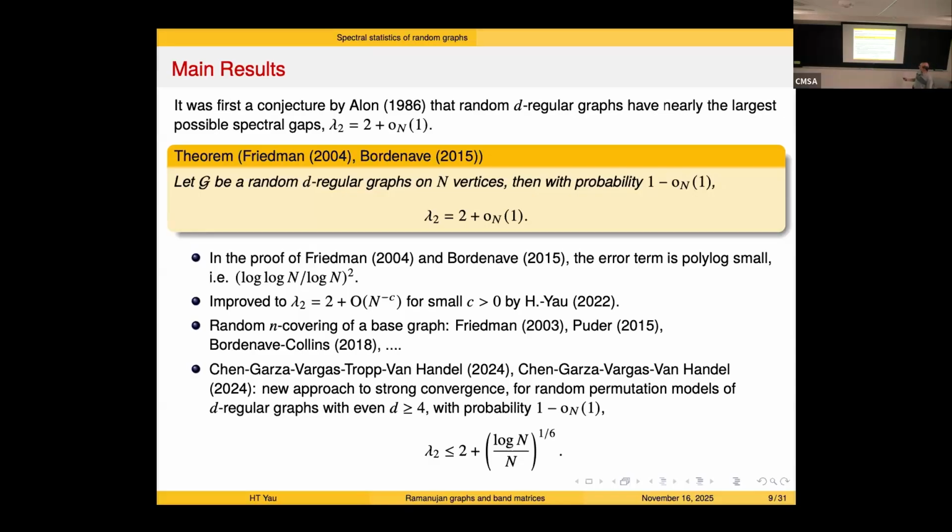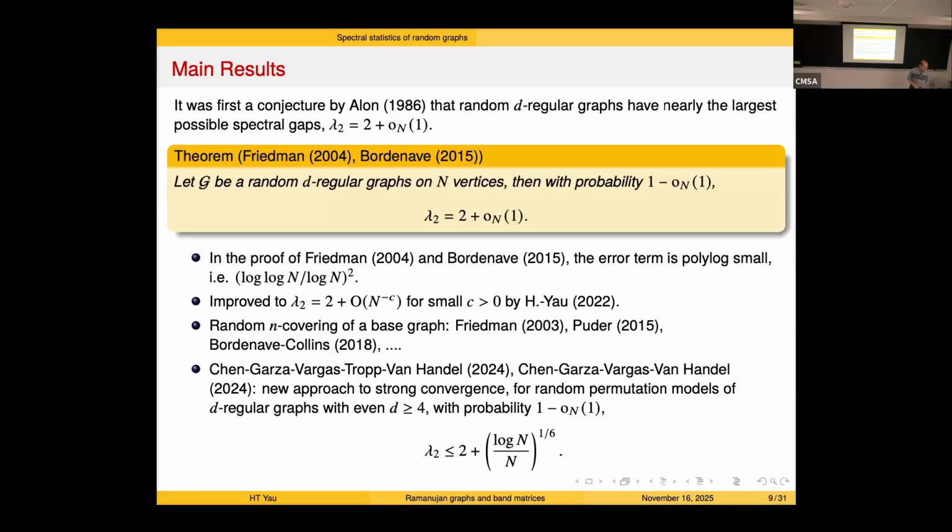And the error term they get is (log log n divided by log n) squared. I mean, it sounds very strange. So how come something like this? The reason is, how do you control the largest eigenvalue or second largest eigenvalue? So what do you do?